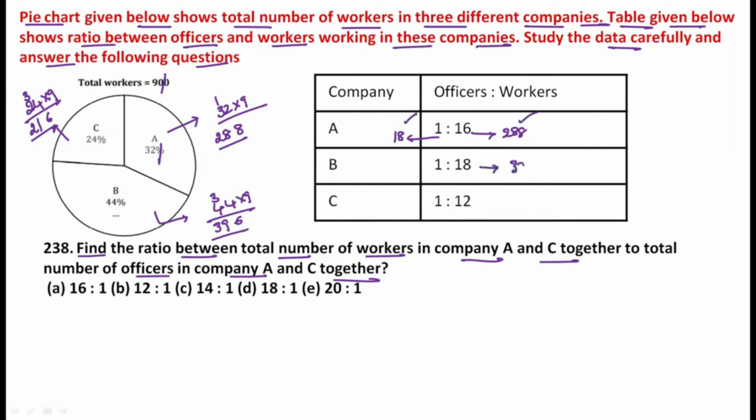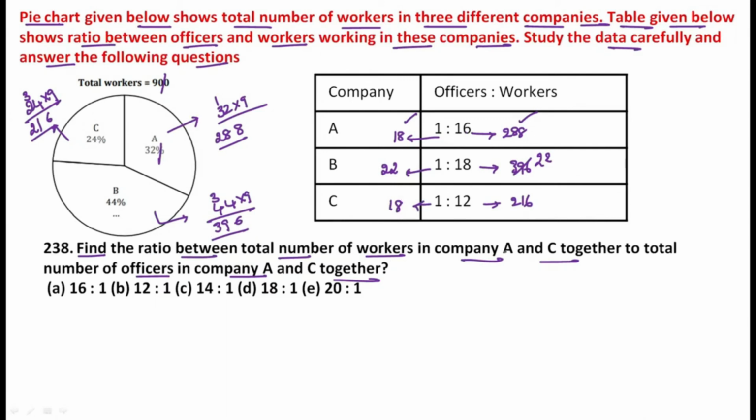Again, 18 becomes 396, so here you just cancel. 18 ones are 18, 18 twos are 36. So 396 is exactly divided by 18, equal to 22 times. Now the officers are 22. Finally, 12 becomes 216, it is exactly 18 times. Now the number of officers is 18. Now we can get every data from this data sheet.